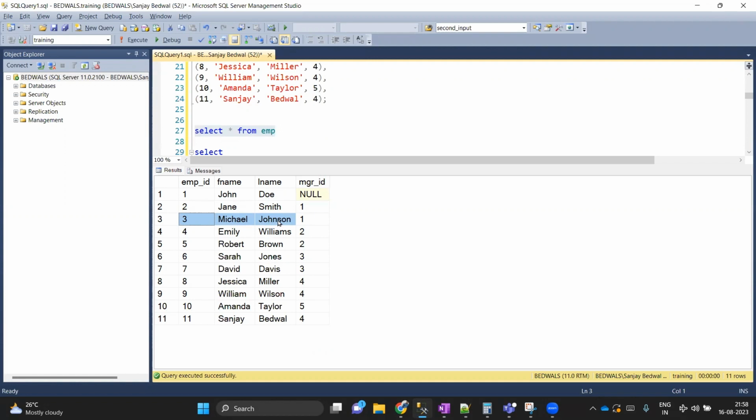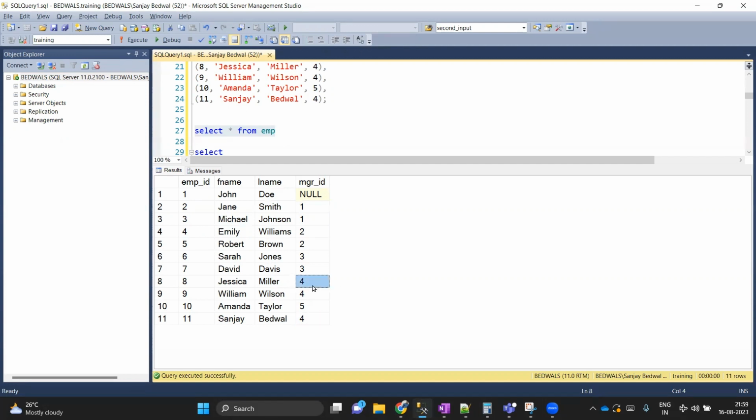So now what we need to find out is the name of the manager who has the most number of employees working under him or her. If we manually trace this, we can see that the managers having ID equal to 1, 2, and 3 all have 2 employees working under them. But the manager having ID equal to 4 has 3 employees working under him or her.